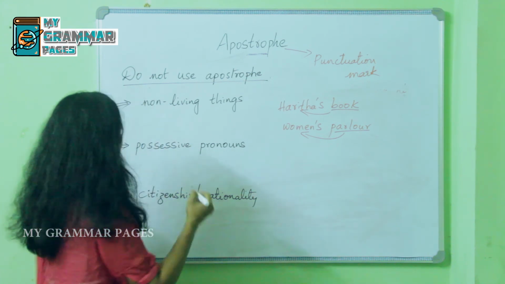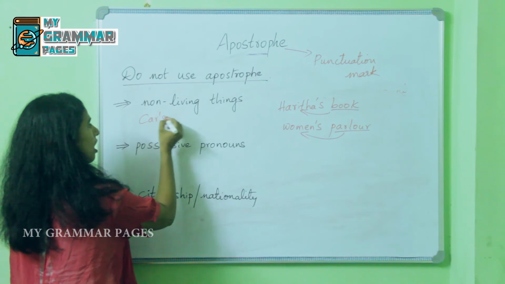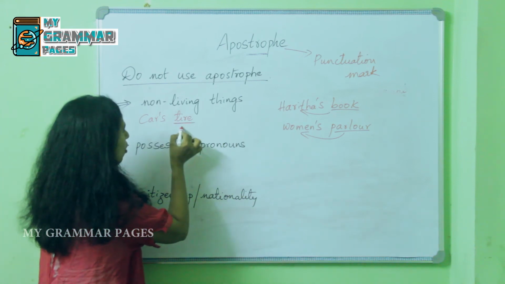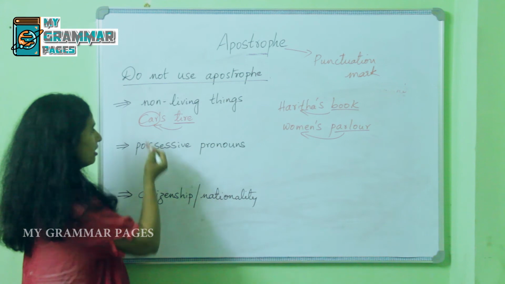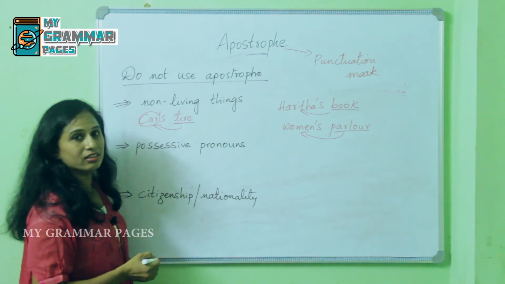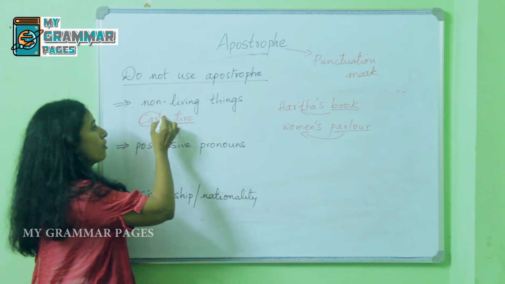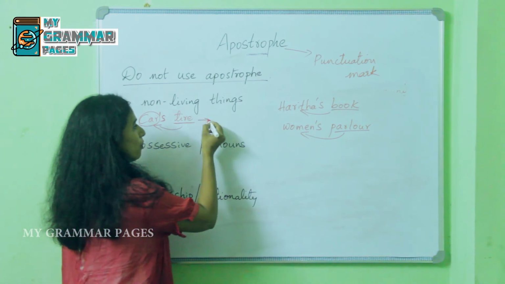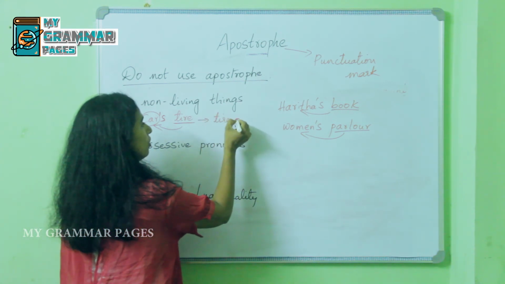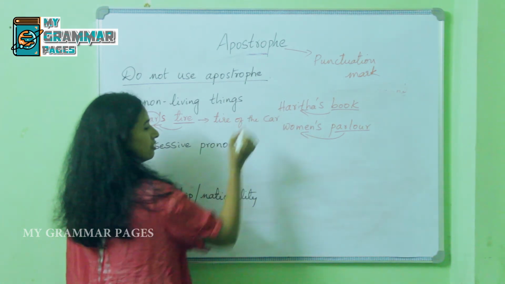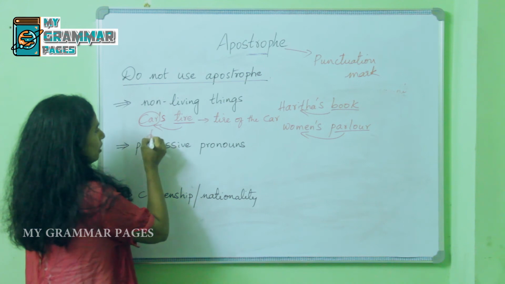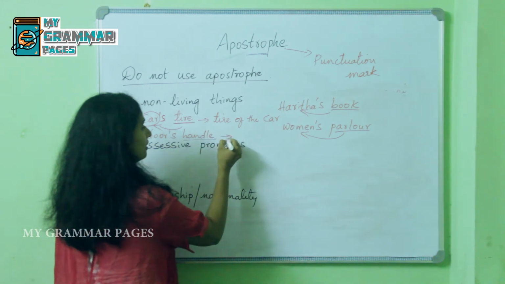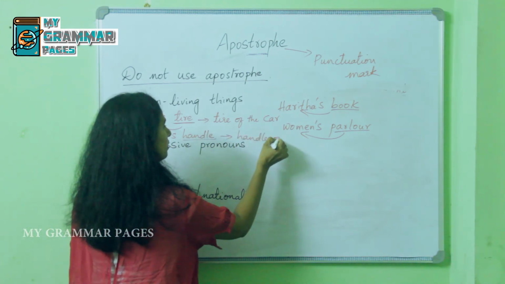But an apostrophe should not be used on a non-living thing when you are creating possession. For example, if you take the words car's tire, according to the rule, this tire belongs to a single car, but here car is a non-living thing. In such cases, we are not supposed to keep an apostrophe after the end of the word car or any other non-living thing. Instead, we have to write tire of the car. Okay, in the same way, door's handle is not right; instead it is the handle of the door.